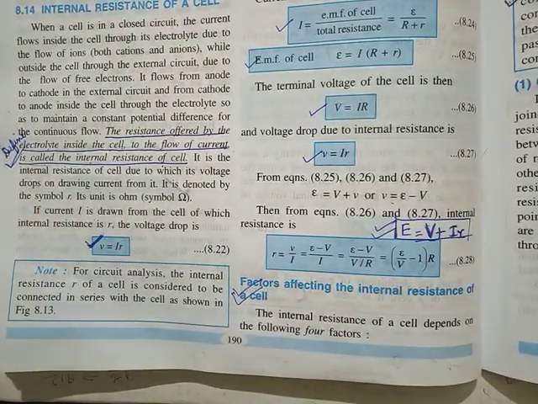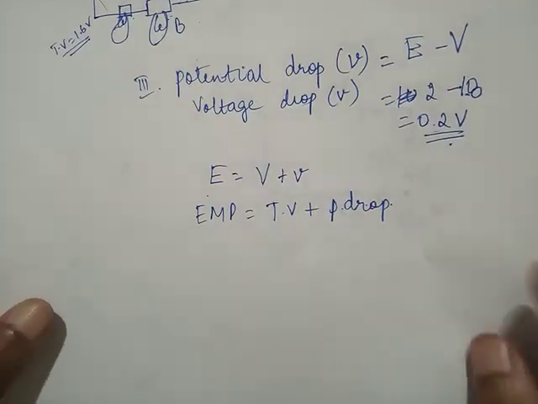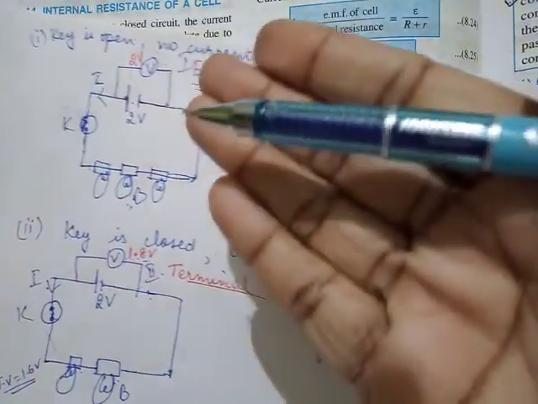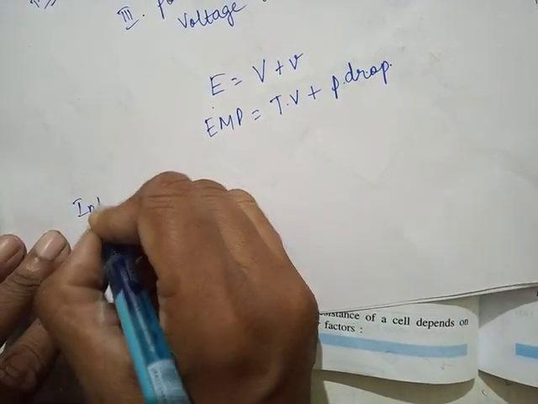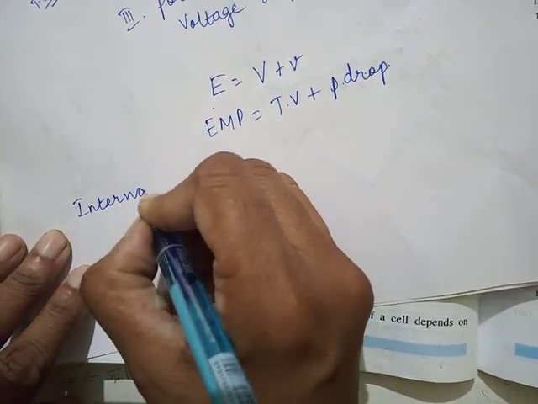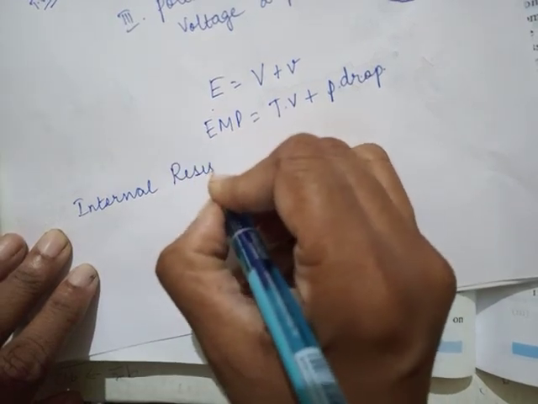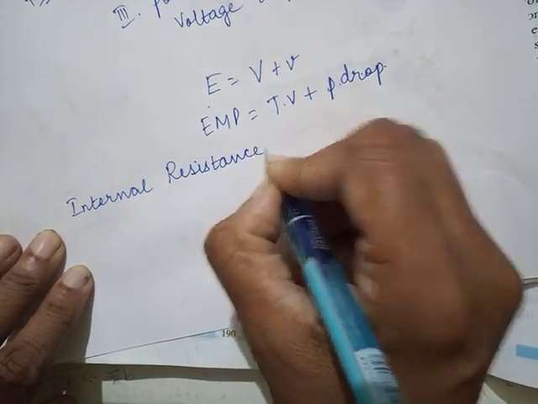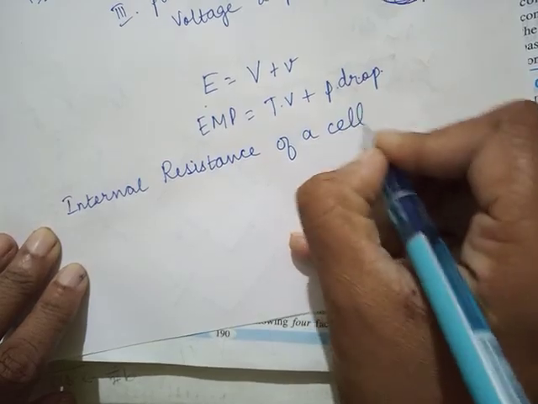Okay, now comes the main concept. Why is this difference? Why do we have 2 different voltages? One is called EMF, another one is terminal voltage. What happened to these 0.2 volts? Where did it get wasted? Now here comes the concept called internal resistance of a cell.